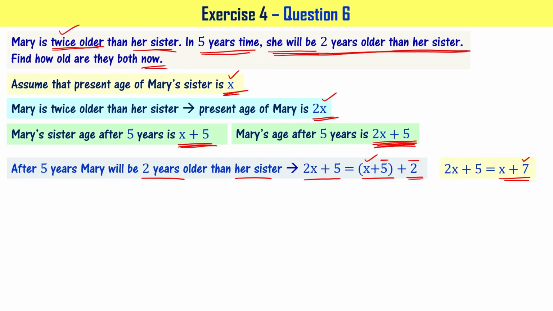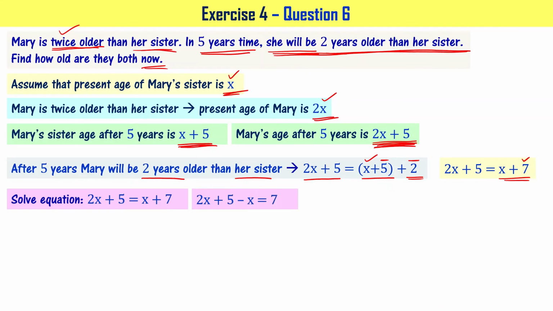Let us solve this equation. For that, let me transpose plus x to the other side. When I do that, the equation becomes 2x plus 5 minus x equal to 7, right? Now I can transpose plus 5 to the other side. When I do that, it becomes minus 5, right? So the equation is going to be 2x minus x equal to 7 minus 5. That can be written as x equal to 2.